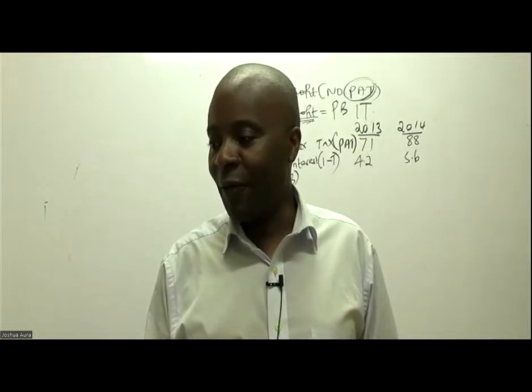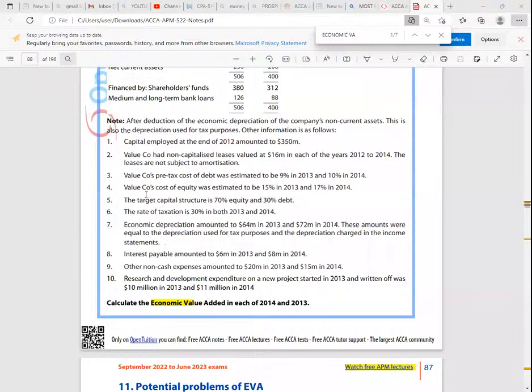Ladies and gentlemen, from there we got the next one. Number 3, value company's pre-tax cost of debt was estimated at this. This will help me to calculate WACC. The same case with notes number 4 and 5. Number 6, I've seen where I'm using it. Number 7, economic depreciation amounted to 64 in 2013 and 72 in 2014. These amounts were equal to the depreciation used for tax purposes and the depreciation charged in the income statement.